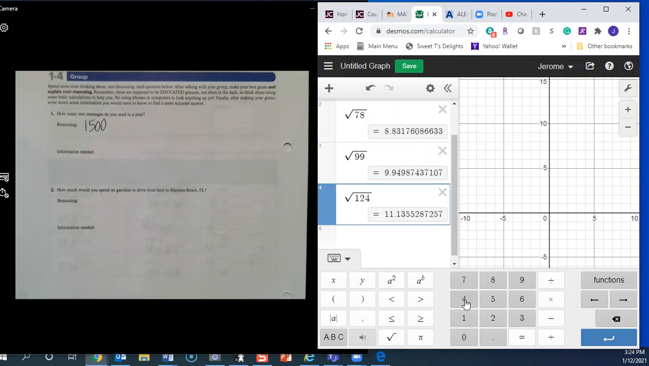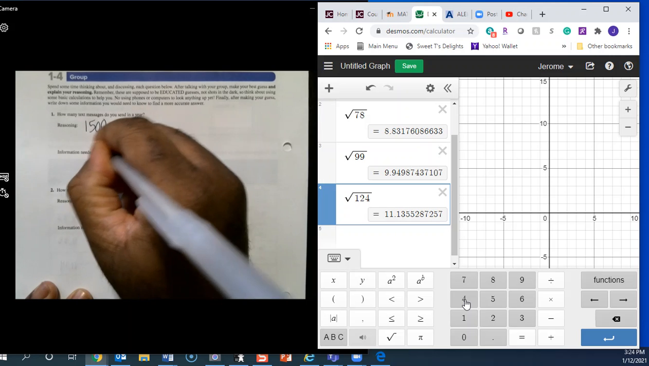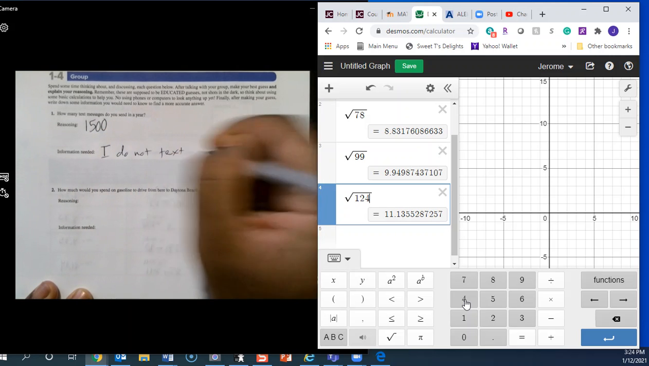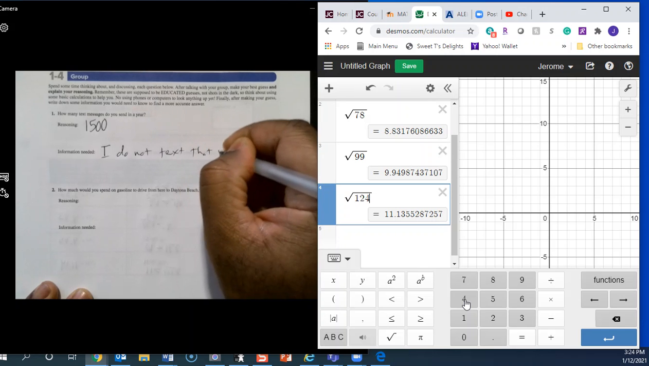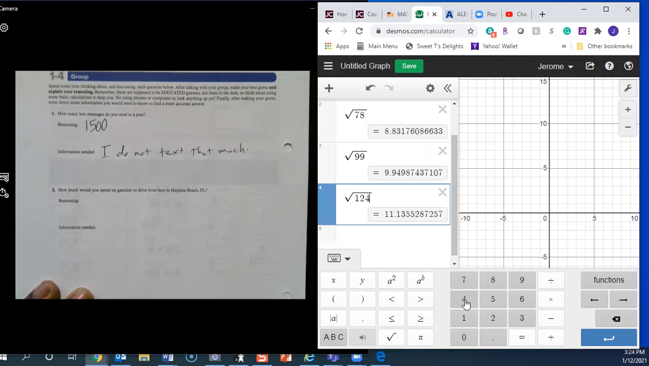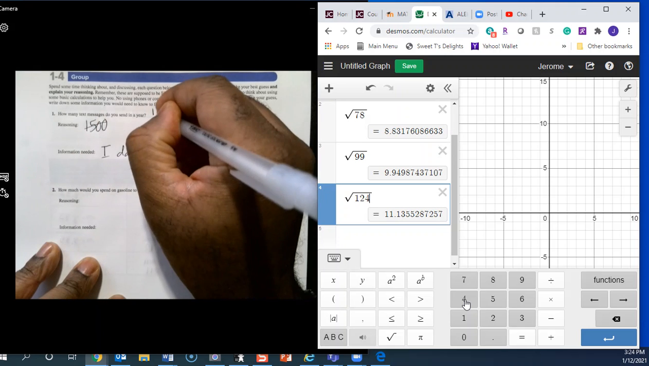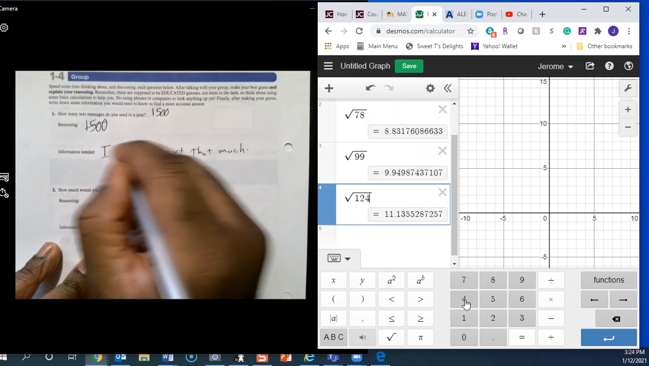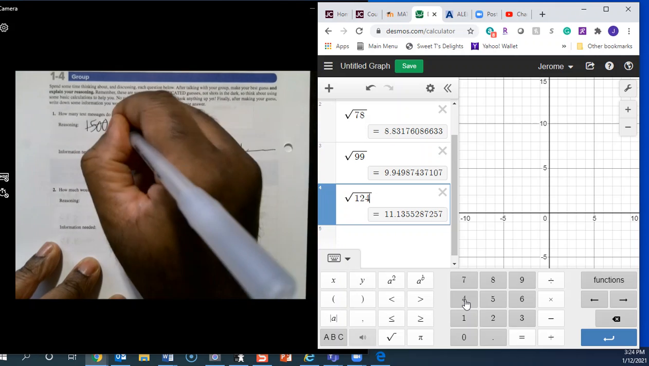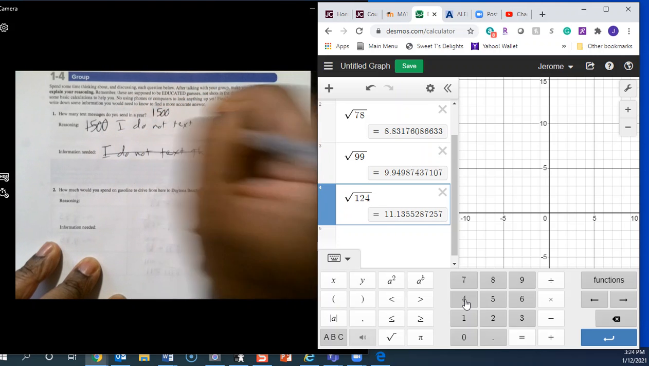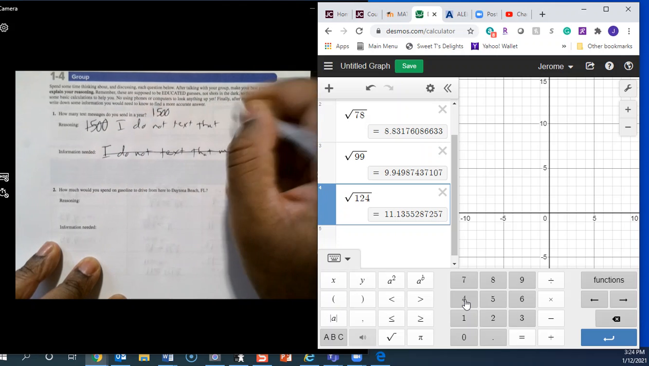It says reasoning. I do not text that much. Oh, you know what? I wrote this in the wrong area. 1,500 was supposed to go behind the question mark. And then I do not text that much goes under reasoning.